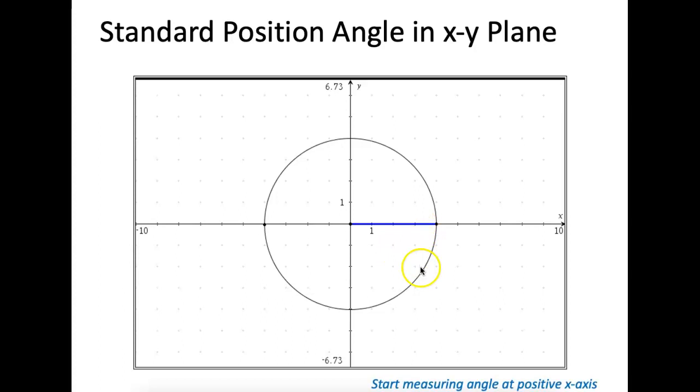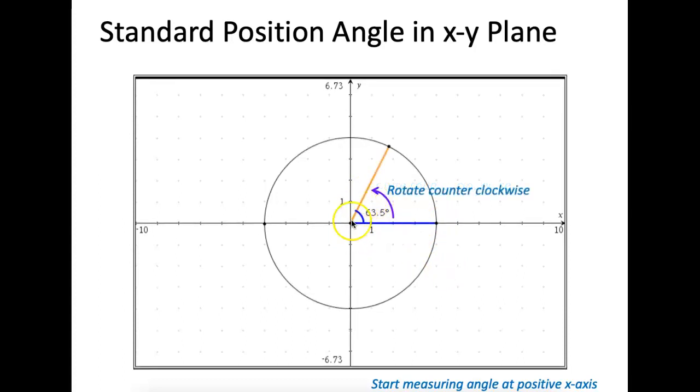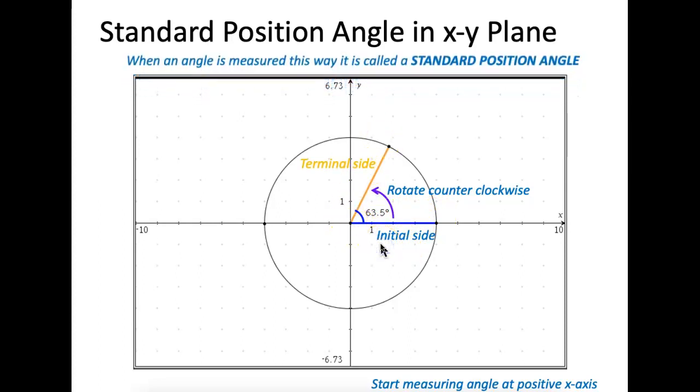We start with our angle on the positive x-axis, and we rotate counterclockwise to draw the terminal side of the angle. That's what this segment here is referring to, the terminal side. And so this angle that terminates in the first quadrant is a positive 63.5 degrees. This is the initial side, and the orange one is the terminal side of that angle. When we measure an angle like this with the initial side on the positive x-axis, we call that an angle in standard position. And so in the first quadrant, those angles measure anywhere from 0 to 90 degrees.